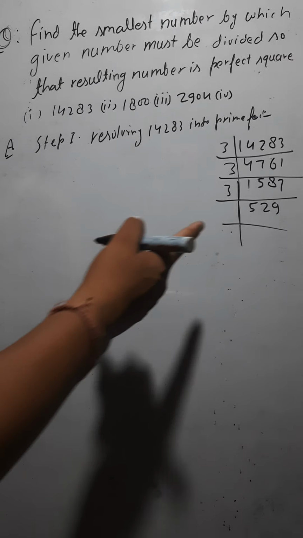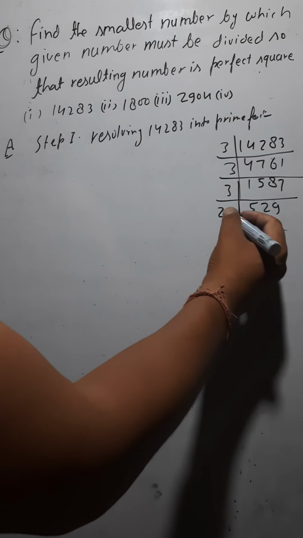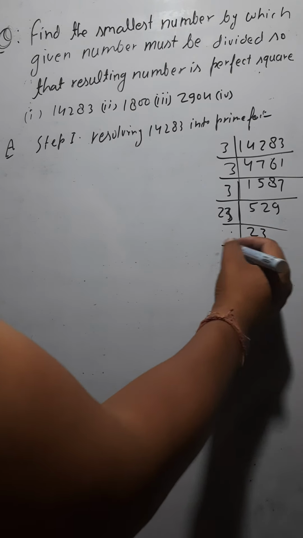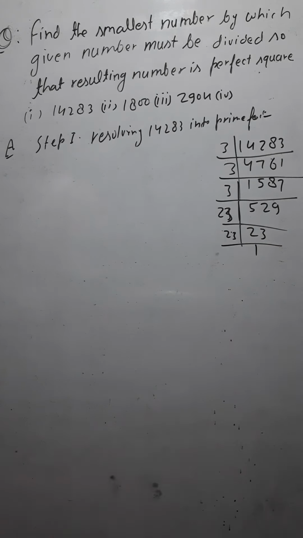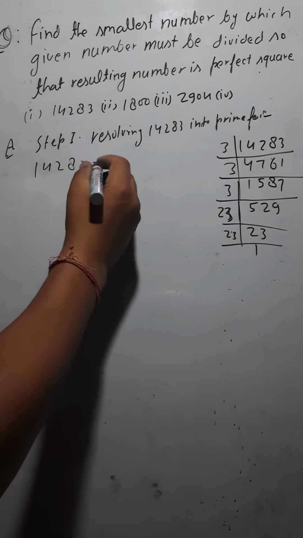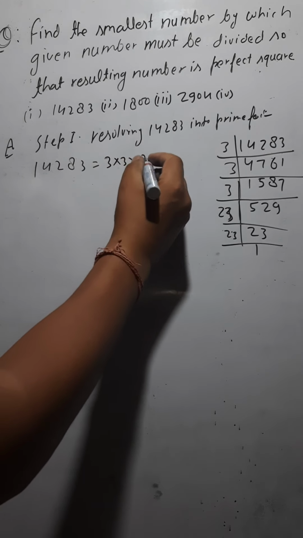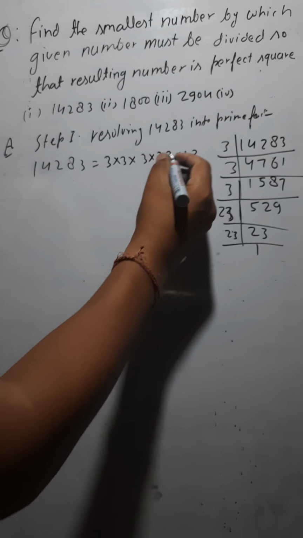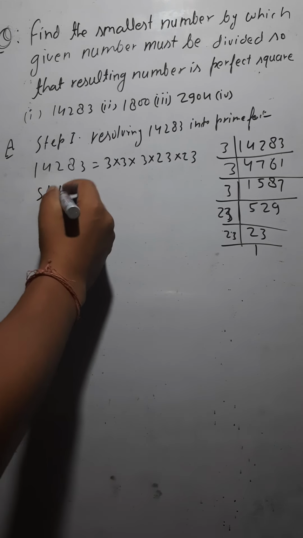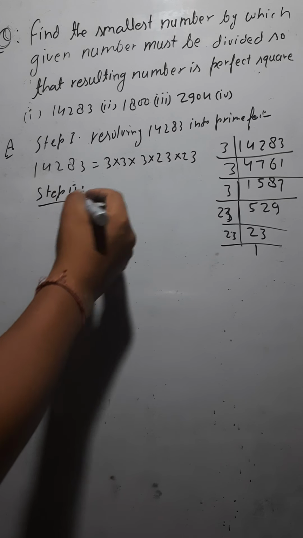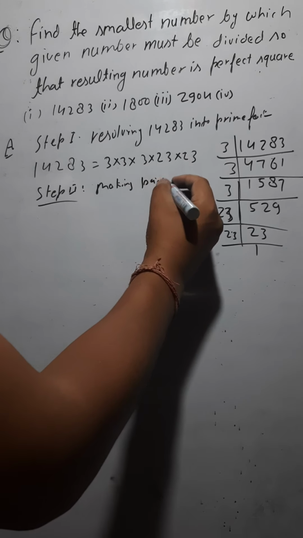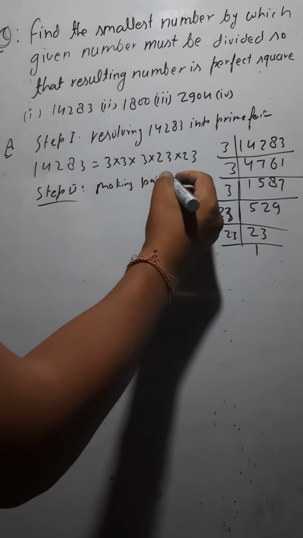Now 529 would be divisible by 23. 23 2s are 46, 23 3s are 69, and 23 would be divisible by 23 itself. So this is how we have the prime factors of 14,283 as 3 multiply 3 multiply 3 multiply 23 multiply 23. Now we would make the groups, making pairs.